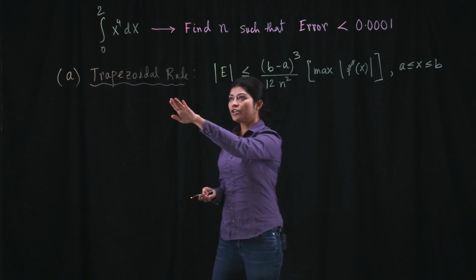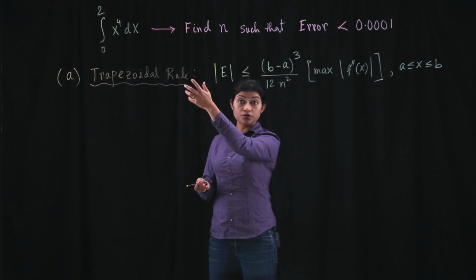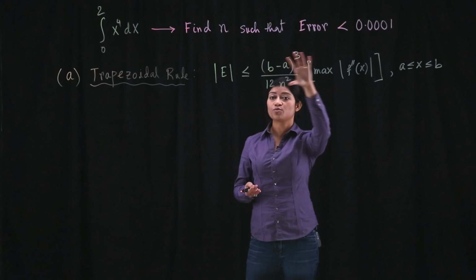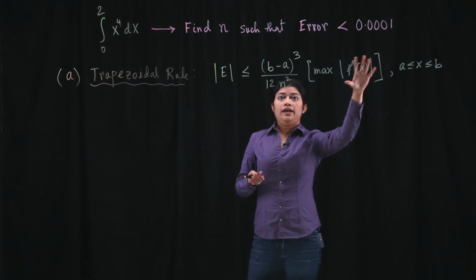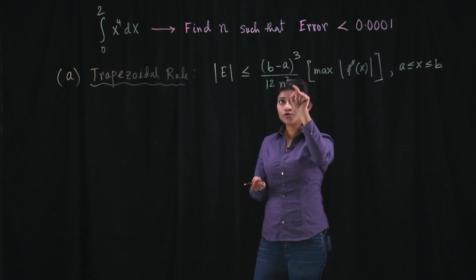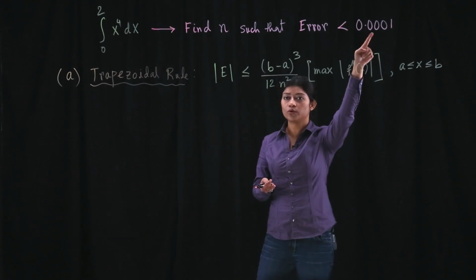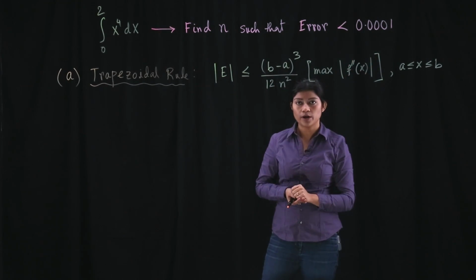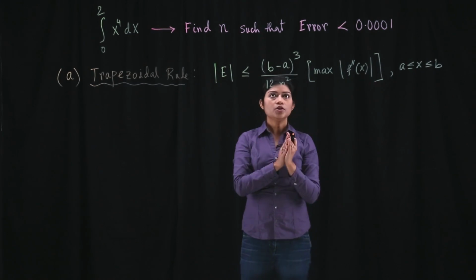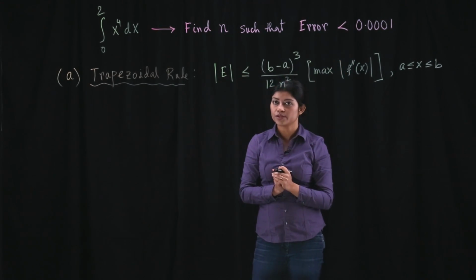Okay, so recall that the trapezoidal rule says that when you use the rule, the error, which is E, the absolute value, is less than or equal to this quantity. And here is n, right? So our problem is to compute n so that this E is not more than 0.0001. Okay, so we have our formula right here. So let's see if we can plug in everything from the information that's given to us.